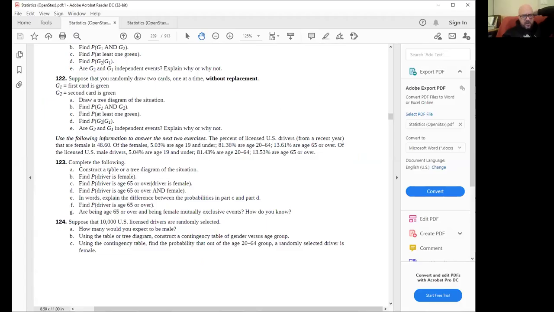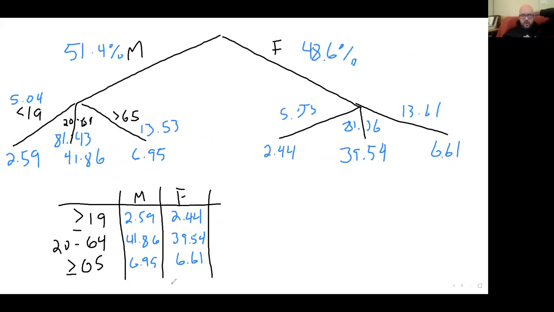Part B, find the probability the driver is female. They already told us that. The percent of licensed U.S. drivers that are female is 48.6%. If we didn't know that ahead of time, we could add up the totals on our whiteboard, but I don't need to because I know what it is. It's 48.6. So yeah, great.